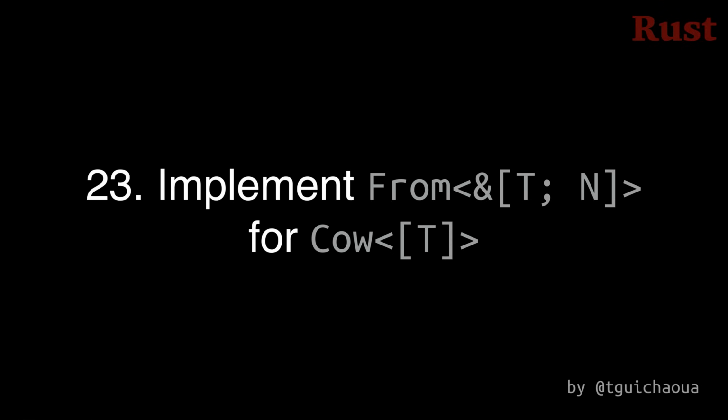Number 23. You can now convert a reference to a fixed-sized array into a copy on write of that array. You could already make this conversion from a vector or a slice. This just adds the ability to convert from a fixed-sized array reference without first casting it to a slice.